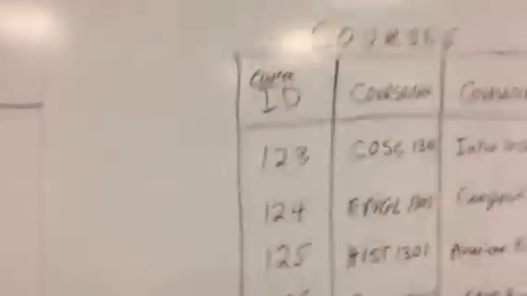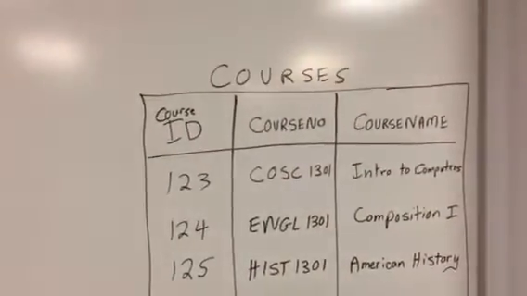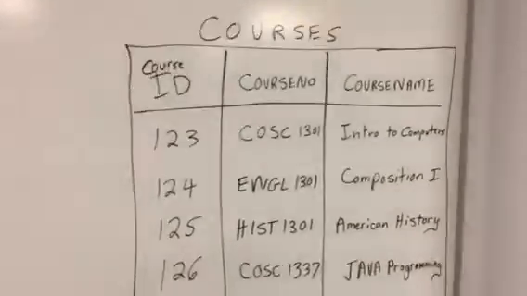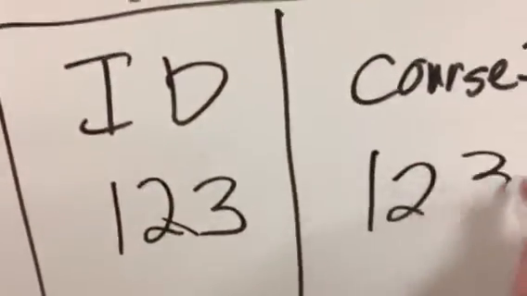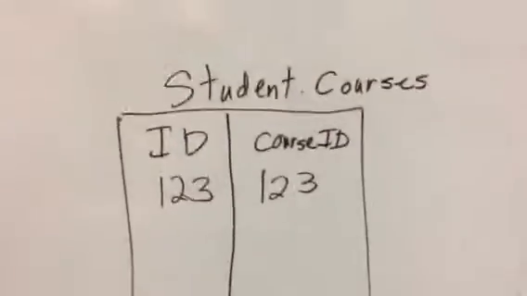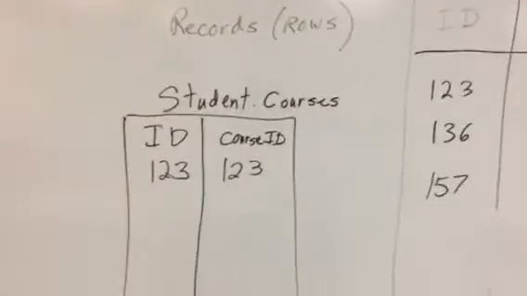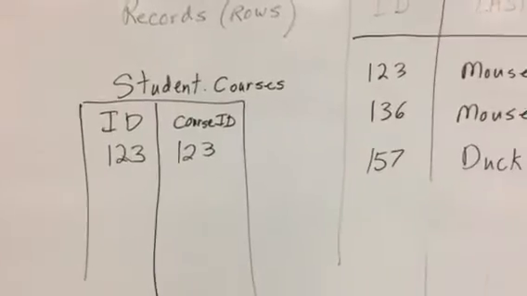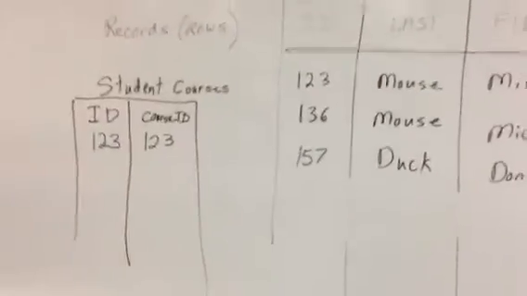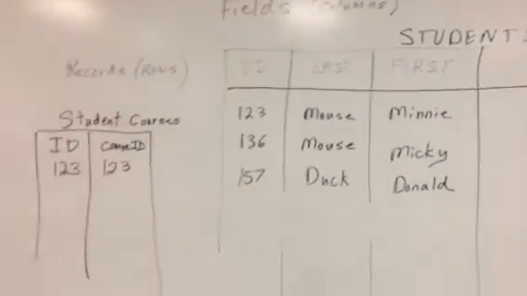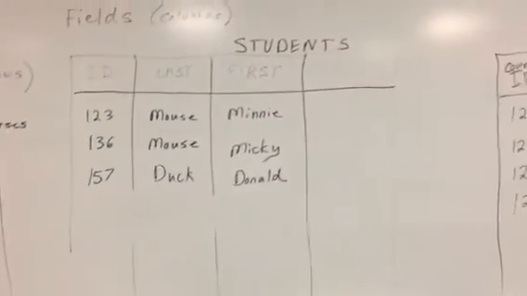The course ID, let's say she's taking COSC 1301. Course ID is 123. So in my students' courses, all I need is the ID and the course number she's enrolled in. Now I can get all the other information. This is where they overlap. This is called a relational database. This is how it works. The tables are all related.